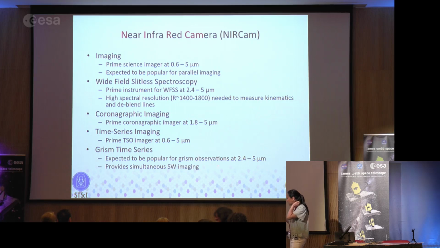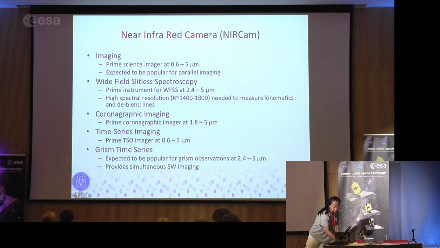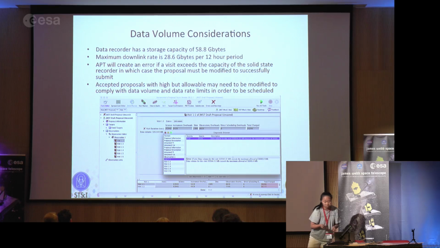So we expect this to be popular for GRISM observations at 2.4 to 5 microns. And the nice thing about it is that because NIRCam has the short wavelength and long wavelength channels, it gives you simultaneous short wavelength imaging as when you take your long wavelength spectra.